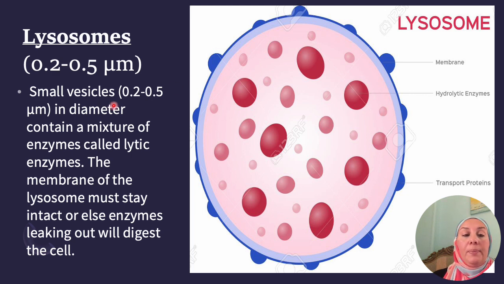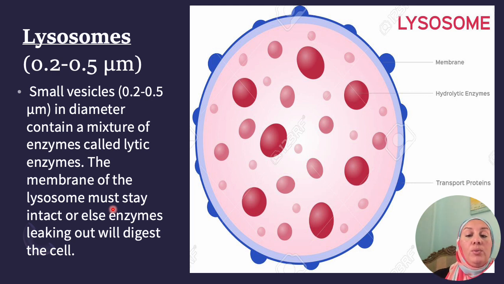It's a small vesicle between 0.2 to 0.5 micrometers in diameter. It contains a mixture of enzymes, but these are not just any enzymes. These are lytic enzymes. Lysis means breaking things into smaller parts, and lytic enzymes are enzymes that break things into smaller parts. And this is helpful if a cell has an old organelle that is not functioning well. So lysosomes are released onto that part of the cell to digest that old organelle.